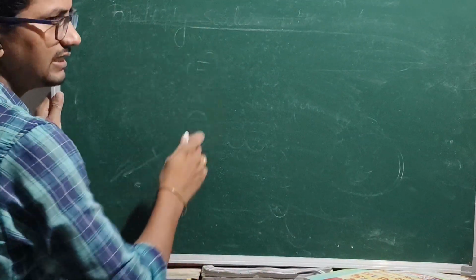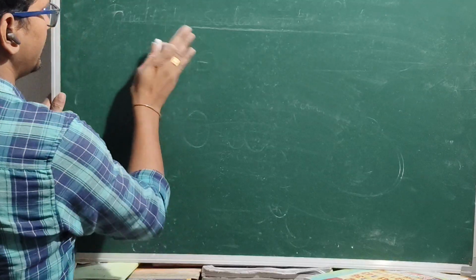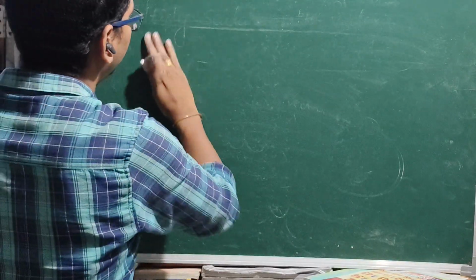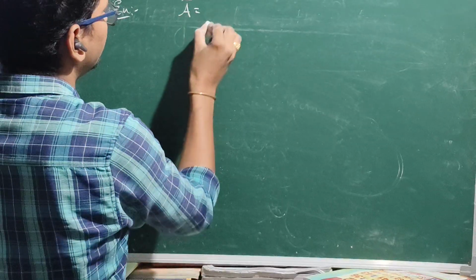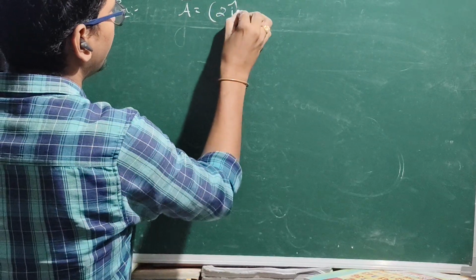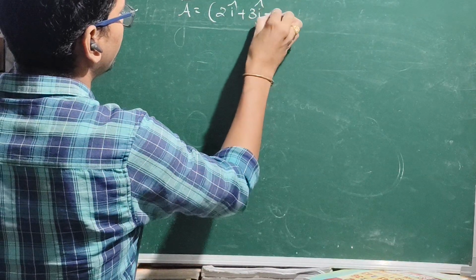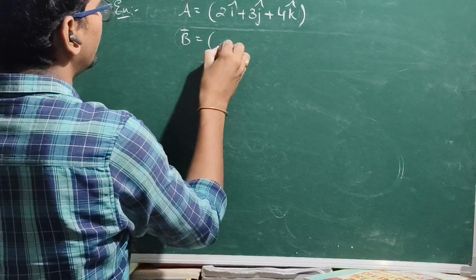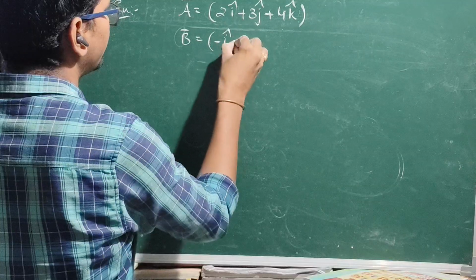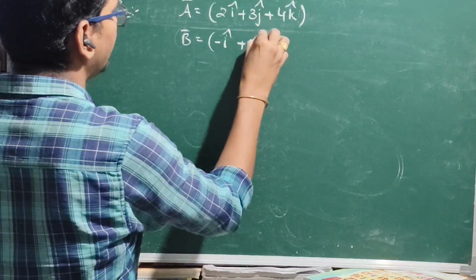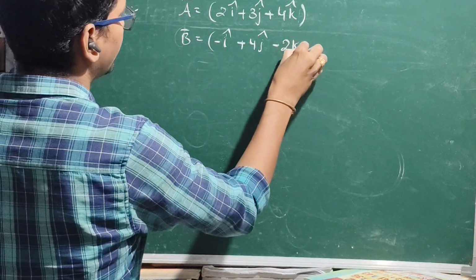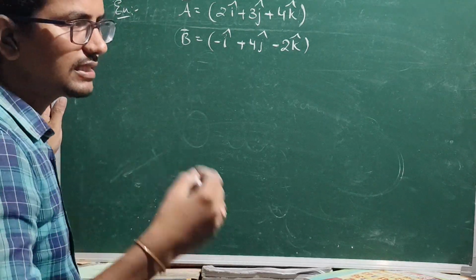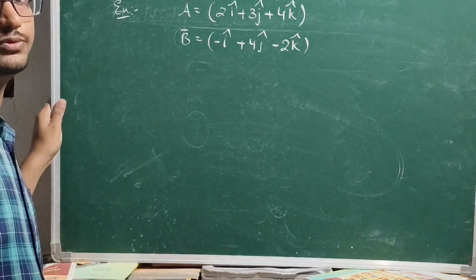On an example, we'll discuss the scalar or dot product. For example, A bar is equal to 2 i cap plus 3 j cap plus 4 k cap, and B bar is equal to minus i cap plus 4 j cap minus 2 k cap. This is one example. If you want to find the scalar or dot product, how can you do the sum?